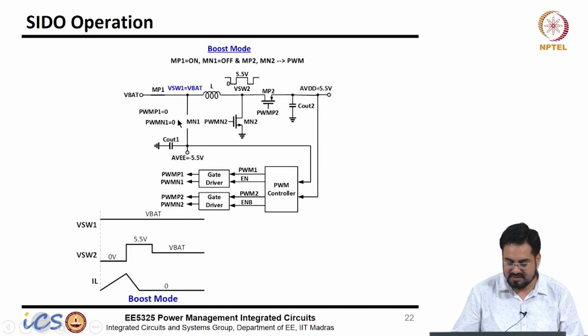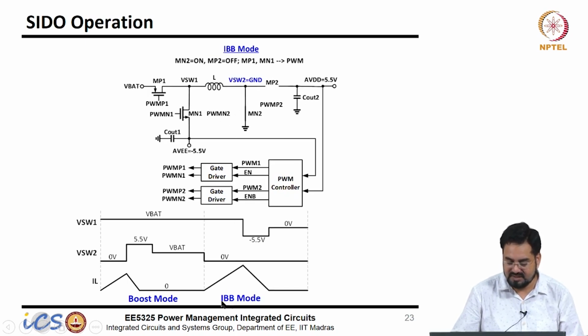So, in the boost mode, we want this terminal to be connected to the battery, and we want this node to be switching. So, your PWM will be applied on these two switches, and this switch will be permanently off. So, all the current will be supplied to AVDD. In the next phase, when IBB mode, or inverting buck boost mode, is there, we know that the inductor terminal is ground, and this switch will be permanently open, and now your PWM will be received by these left hand side switches, and your output will be here, which is minus 5.5 volt.